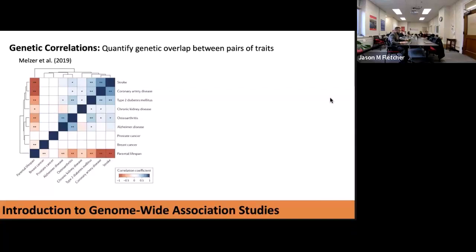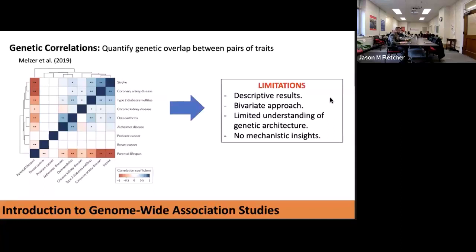We can see that there is a genetic overlap even between diseases from different organ systems, like osteoarthritis, a disease of the connective tissue, and type 2 diabetes. These findings are very exciting. However, they come with a series of limitations.